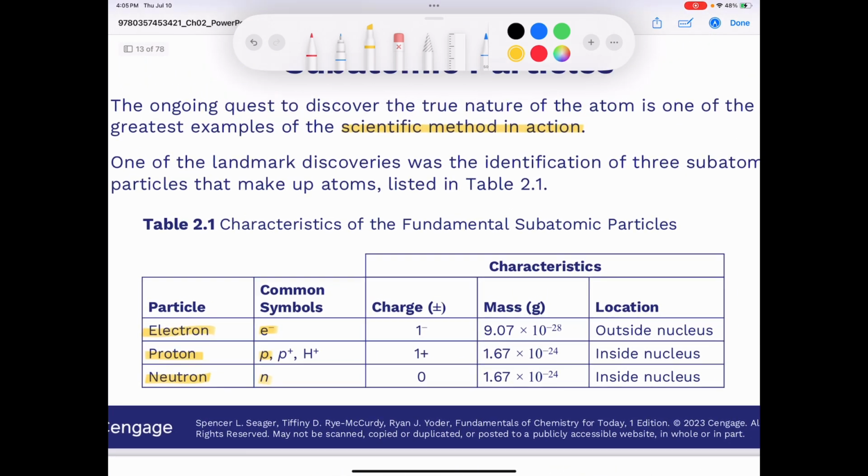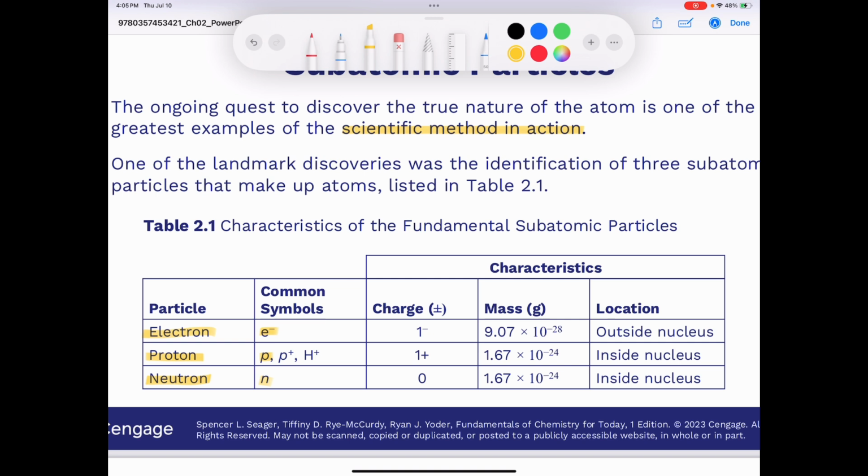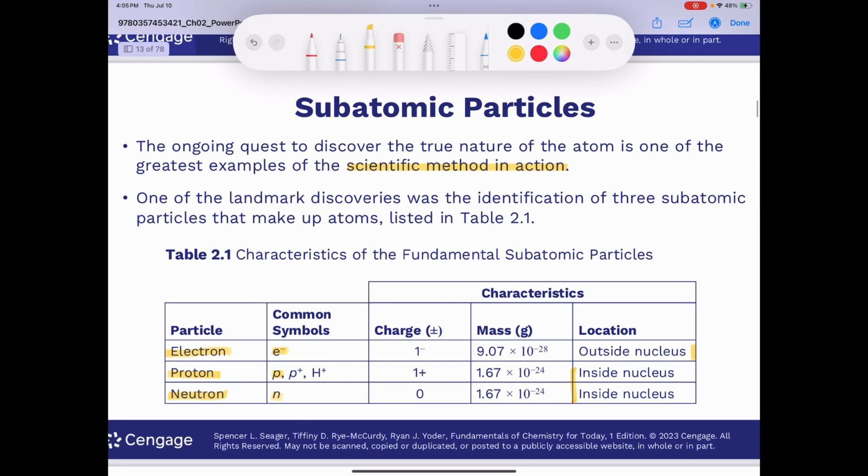Now, when it comes to charges, you see the charge of an electron is -1 and a proton is +1. And a neutron, like the name kind of suggests, is neutral. Okay, a neutron is 0, has no charge. Now, on top of that, you'll notice probably very quickly that the location of the proton and the neutron is inside of the nucleus, whereas the electron resides outside of the nucleus. And I'm sure a lot of you knew that before ever taking a class like this.